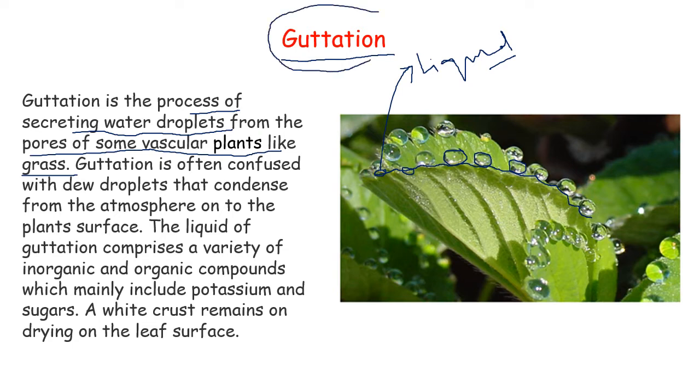इसको हम guttation कहते हैं. और ये जो small pores हैं जहाँ से कि water loss हो जाता है, they are present at the margin of the leaves where the vascular supply cuts. और इन pores को हम हाइडाथोड्स कहते हैं.